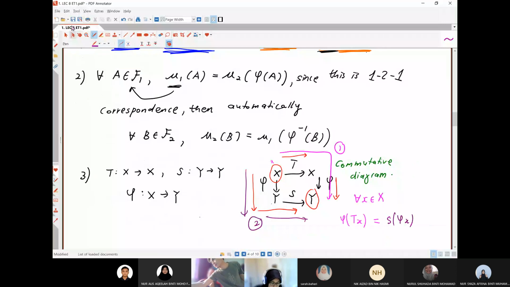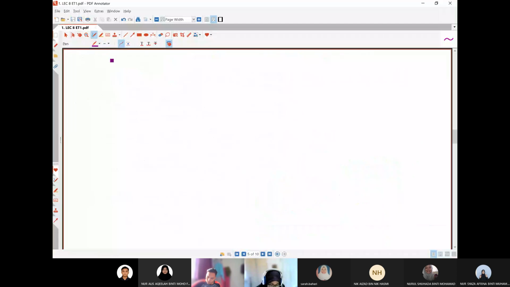Okay, now, if the 3 properties are satisfied, meaning that if you have 2 transformations, S and T, and you have shown that these 2 transformations satisfy these 3 properties, then we call S and T isomorphic. Okay. Let's try to show by examples.